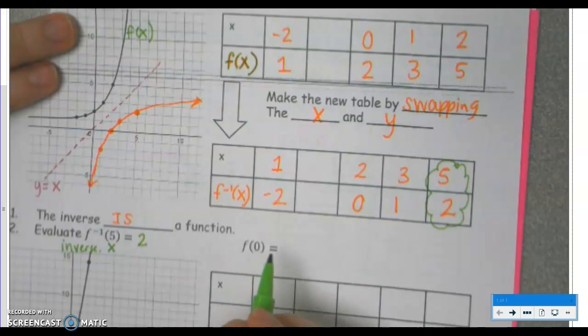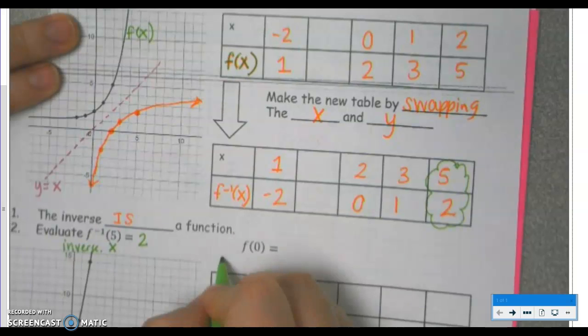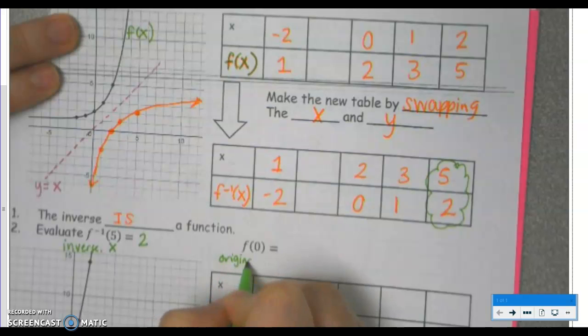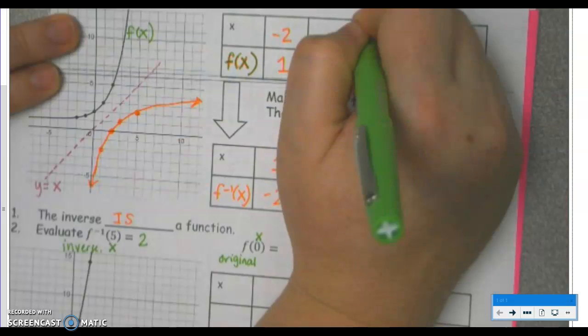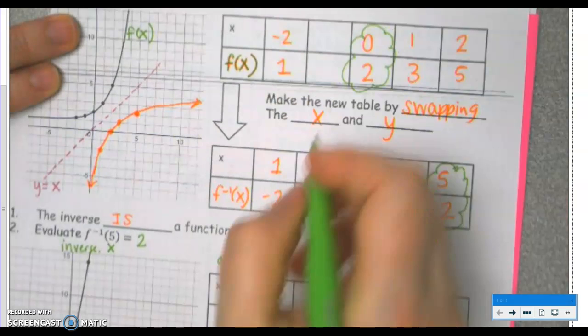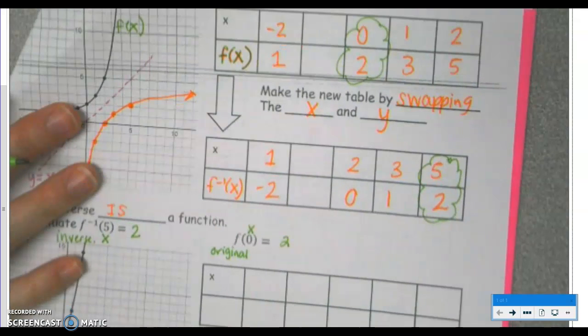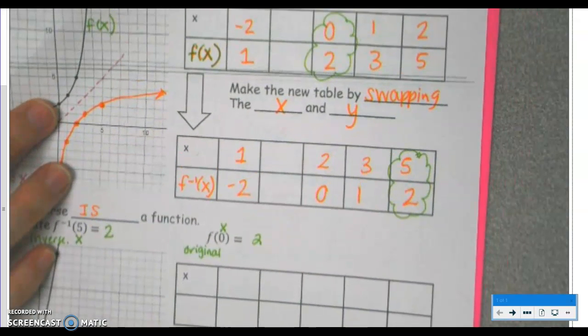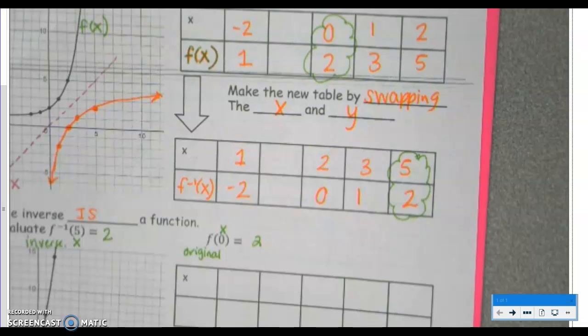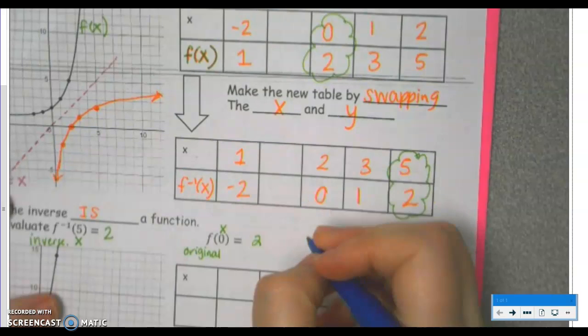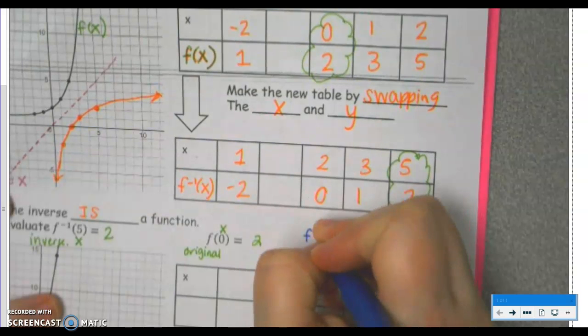Over here, this is asking me for f of x. This is the original. So on the original copy, when x is 0, I can see my answer is 2. All right, one thing that they might try to do to throw you off is ask you for this.